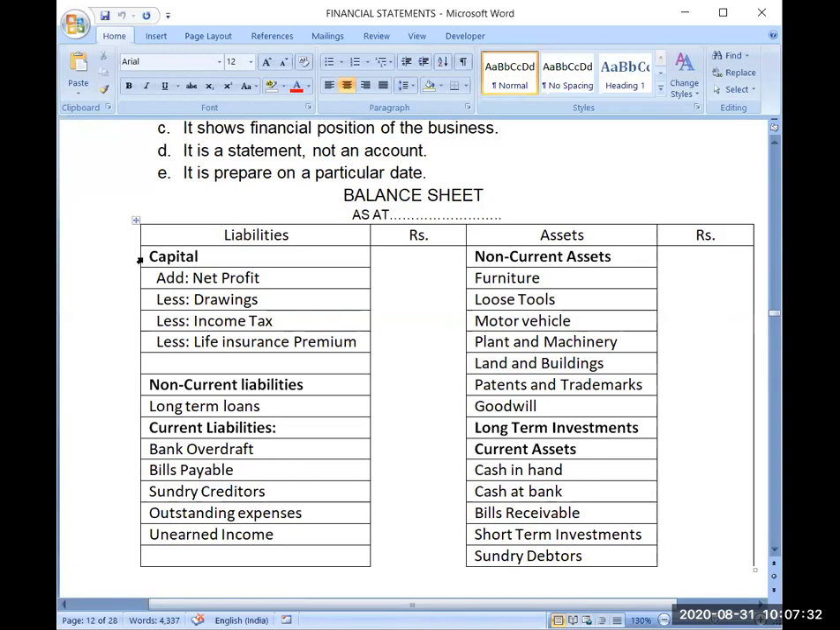See, the first content is capital. On the liability side, it is shown. And in the second chapter, you have learned that capital is the liability of the business. Capital is the liability of the business.